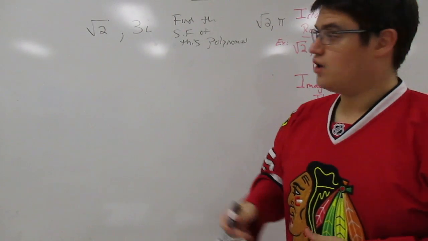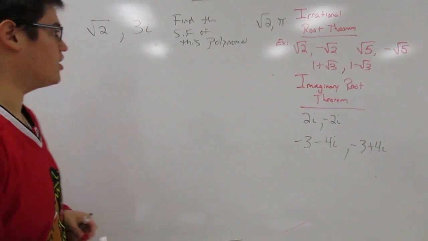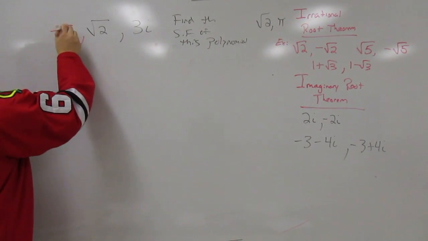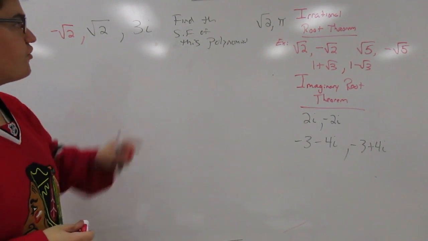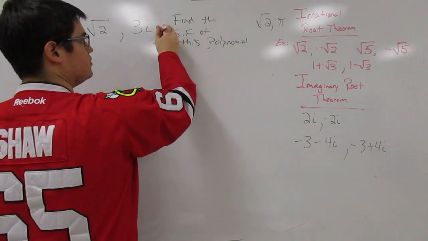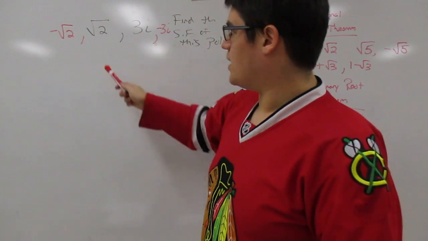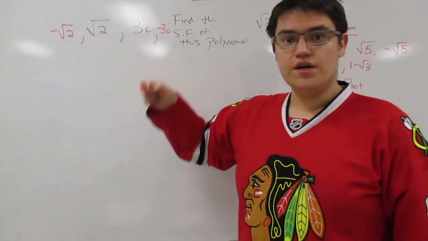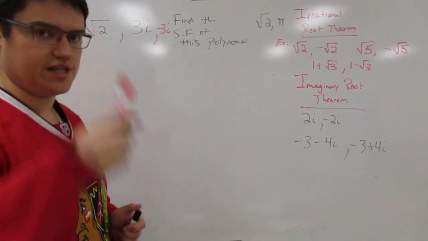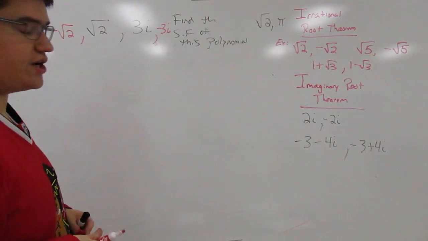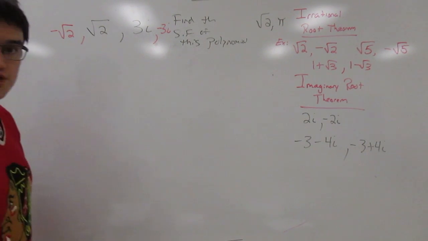Okay? So first of all, since we know there's a root at square root 2, using the irrational root theorem, there also has to be one at negative square root 2. And using the imaginary root theorem for 3i, there has to be one at negative 3i. So you should be thinking to yourself, okay, now I have 4 roots. That means that we should have a polynomial to the 4th degree. So if we get something at the end that's to like the 10th degree, pull the emergency brake. We did something wrong.